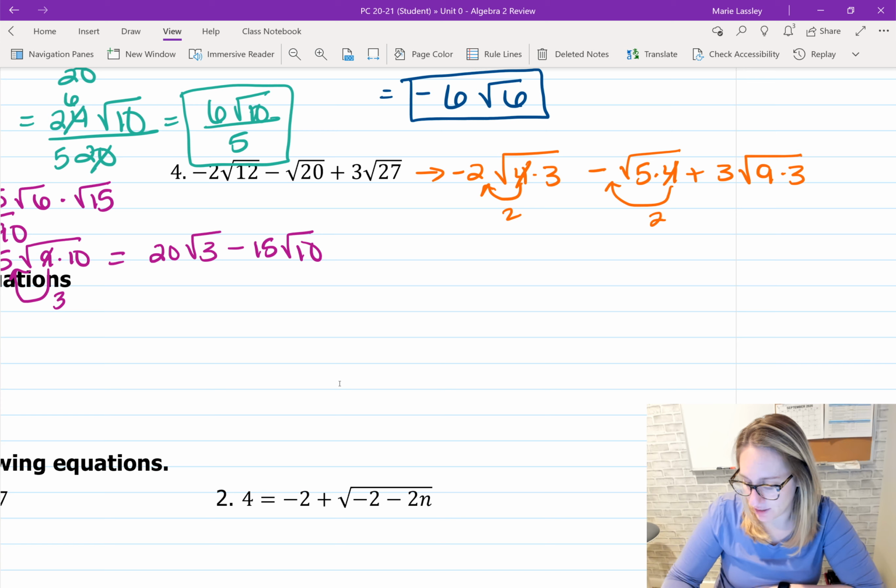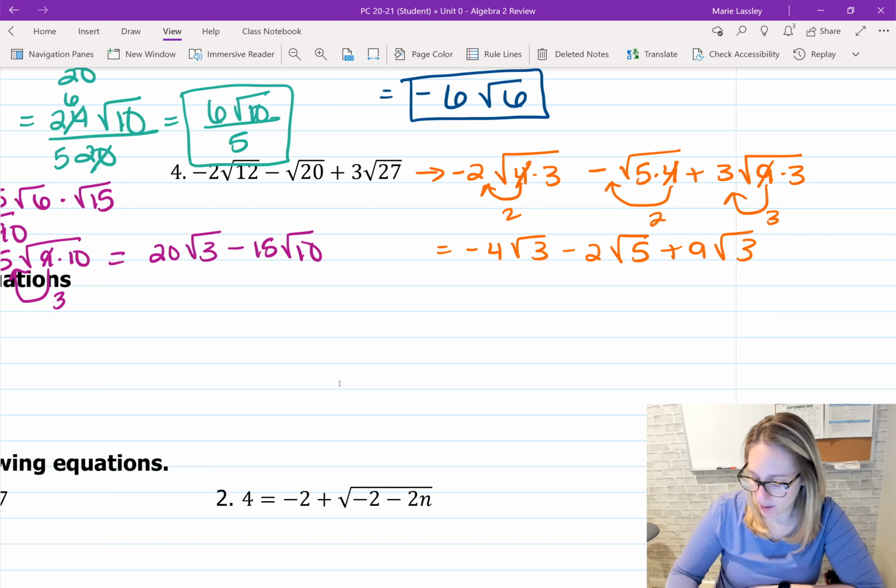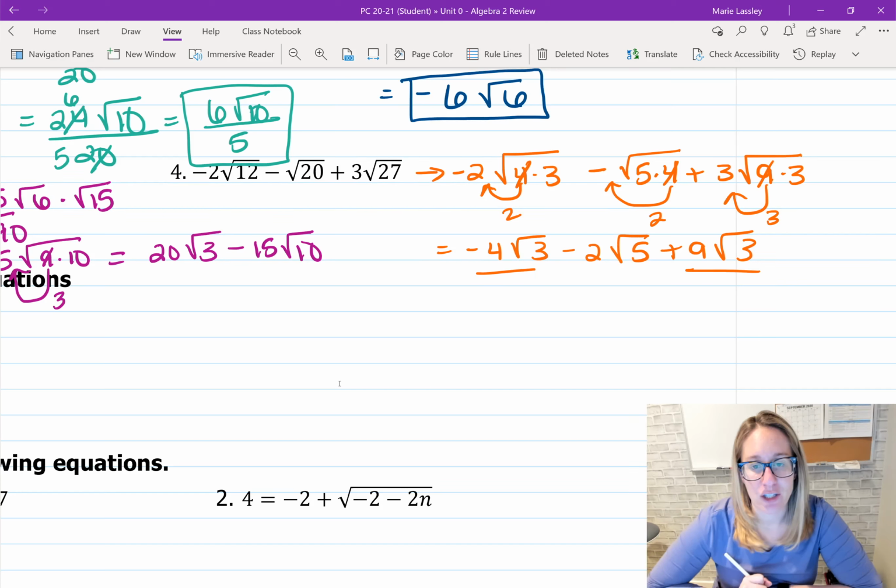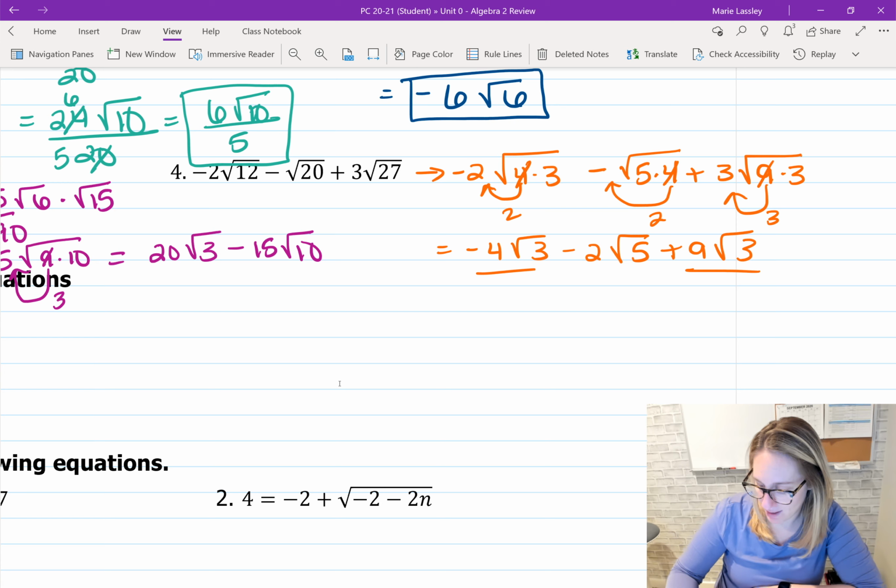All right, so now I'm allowed to combine anything that has the same number under the square root. Which is this and this. So I have a negative 4 root 3 plus 9 root 3s. That's going to give me 5 root 3 minus 2 root 5.